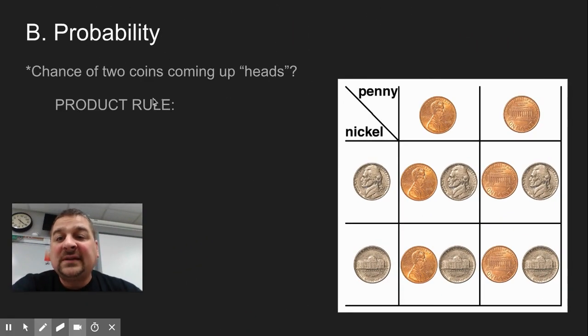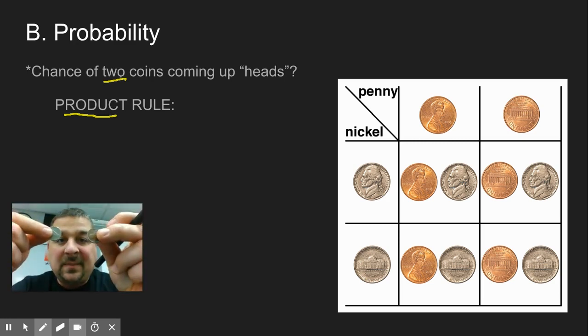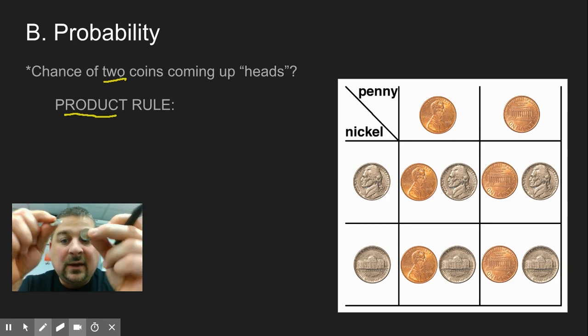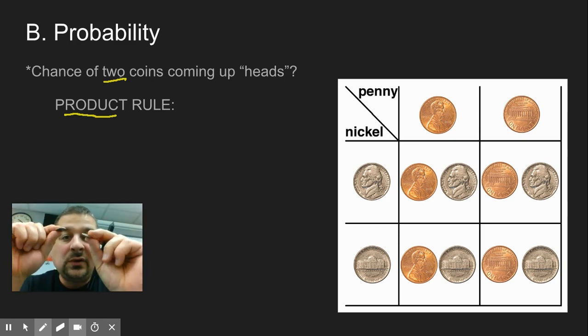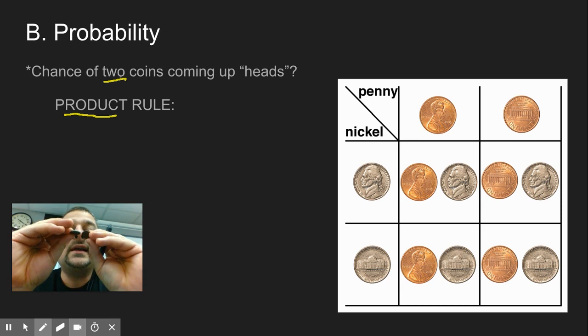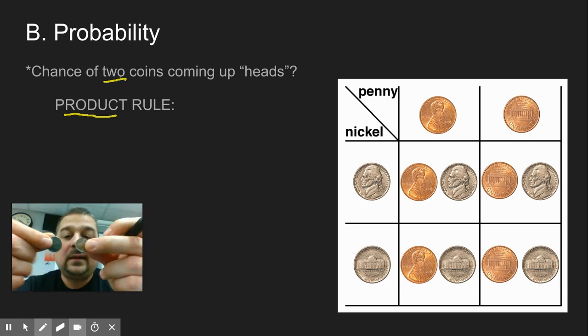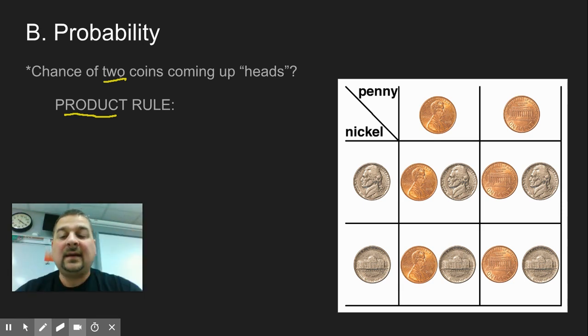One more thing I should mention is what we call the product rule, because remember, Mendel followed more than one trait at once. So what happens if I take two coins, a penny and a nickel? What's the chance, if I flip the two coins, of both landing on heads? Well, we use the product rule.